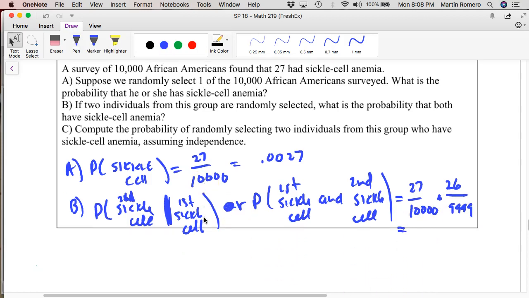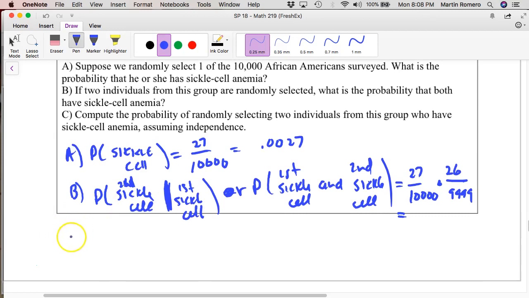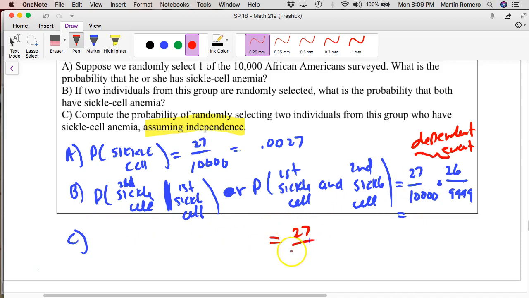And now question C, which I'll do after. Question C changes the scenario a little bit. Compute the probability that the two individuals from this group have sickle cell anemia, assuming independence. And what that means is do the same problem. The only difference is let's assume that there's independence. Here, these were dependent events. That's why we decreased when the first person had it. What they're saying is do the same exact thing, and the only difference this time is if you assume independence, that they're independent events, we just end up doing this multiplication, and that's it.